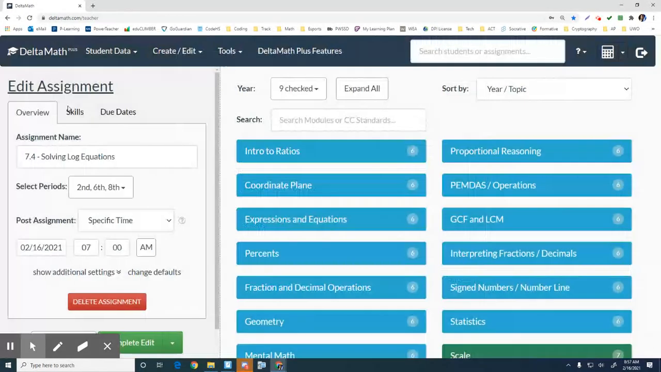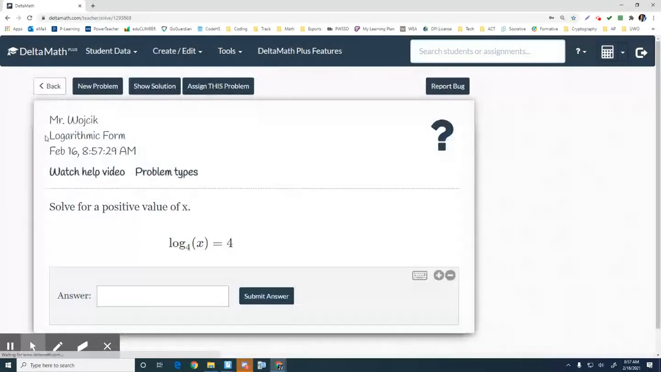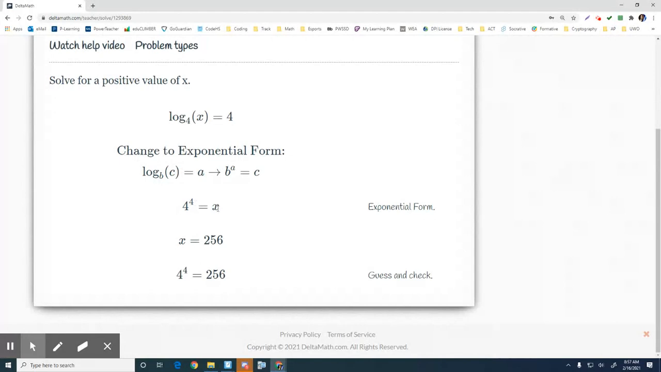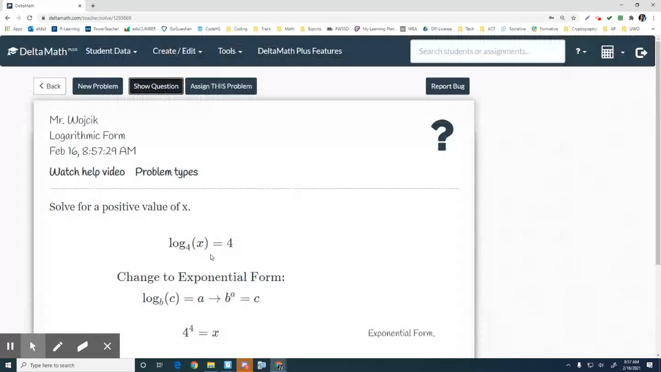For the log equations, so everybody, these ones, solve for x. What would you do for this? What's your first step? How would you rewrite this equation? Exponential form, right? You go like 4 to the 4th power equals x. Well, that's just a number, 4 to the 4th power. You can calculate that. So change it to exponential form. 4 to the 4th equals x. So x would have to be 256. All right, so you're just rewriting these first.